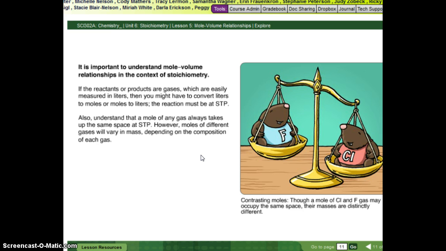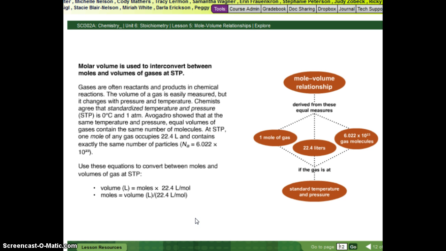Also understand that a mole of any gas always takes up the same space at STP. However, moles of different gases will vary in mass, depending on the composition. So that's where we talked about 1 mole of oxygen weighs a lot more, 16 times more, than 1 mole of hydrogen gas, but they take up the same amount of space because the gases are bouncing around so much, there's so much empty space in between the molecules. And molar volume is used to convert between moles and volumes of gases at STP.